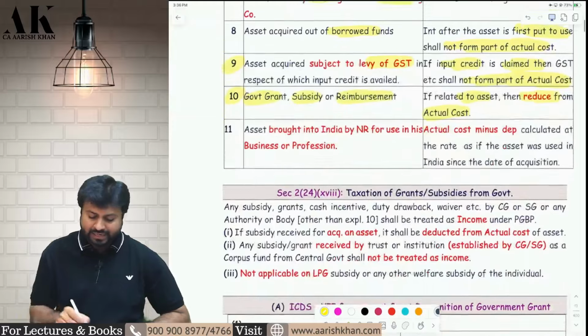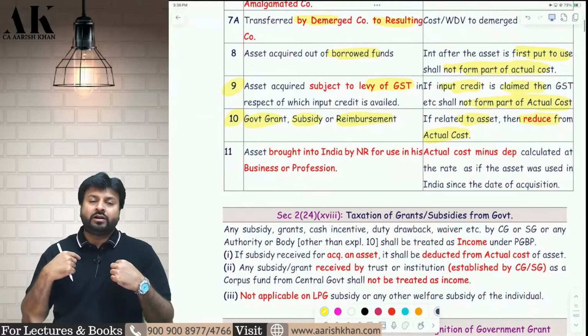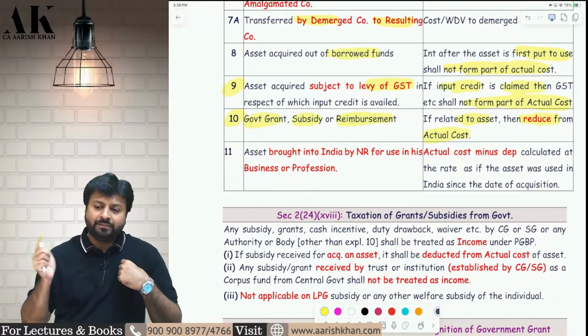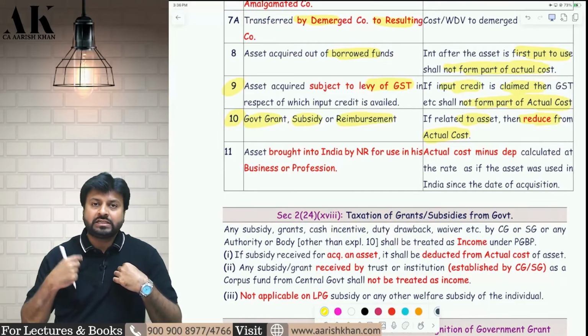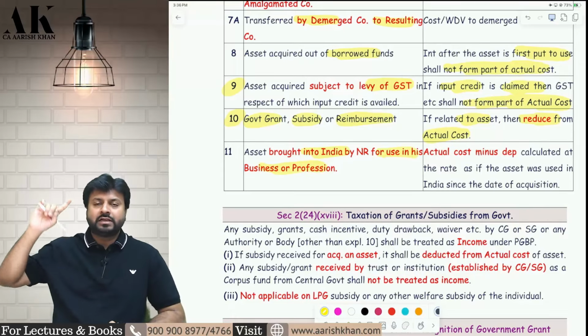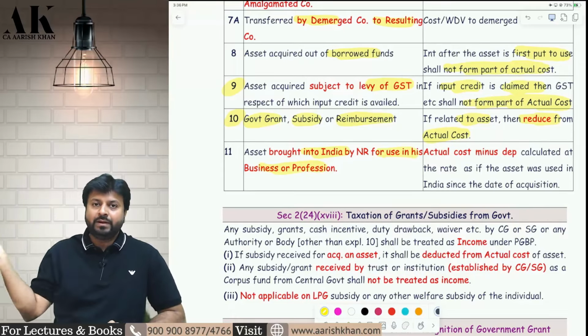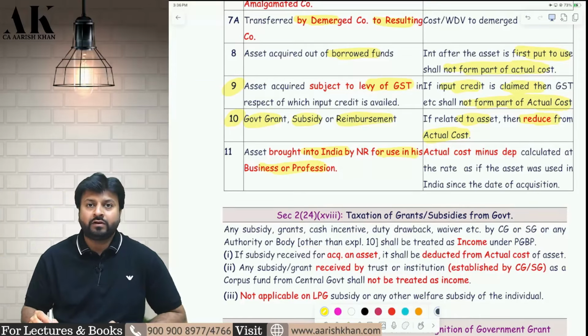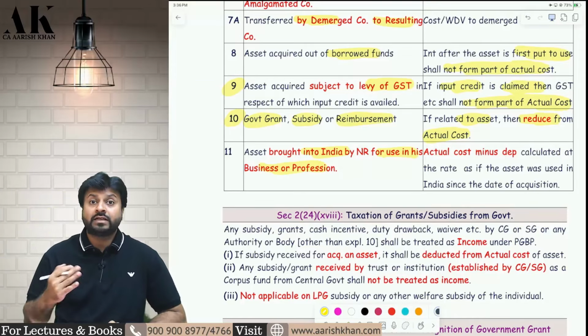As simple as that. And last but not least, if I am a non-resident and if I am bringing some asset into India, being a non-resident, I am bringing some assets in India. So if a non-resident brings some asset in India for his business and profession, suppose I am a non-resident, I stay in United States and I am bringing one computer from US to India for the purpose of business, then what is the actual cost of that computer?